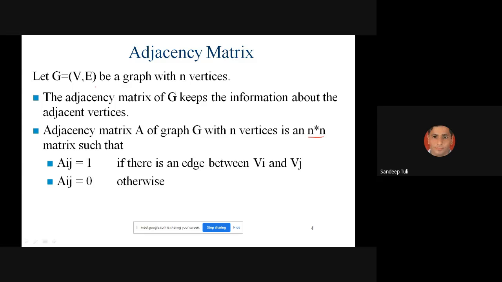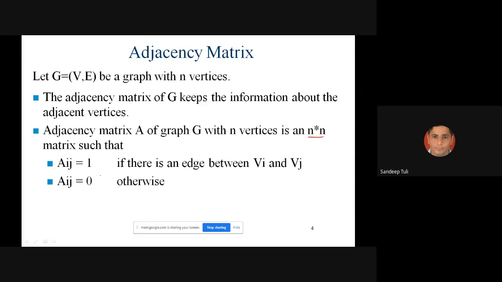You will see over there the entry Aij represents the ith row and jth column actually. You know that? Yes, sir. Do I explain this also? Aij means the ith row and jth column entry. It will be 1 if there is an edge between vi and vj vertex, and otherwise it will be 0. So if there is an edge between two vertices, the corresponding entry in the matrix will be 1, and if it is not, then it will be 0.